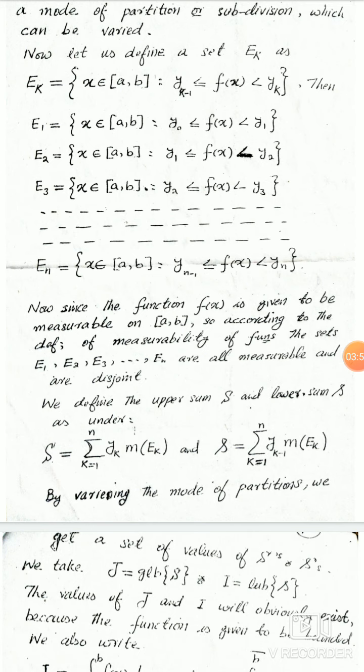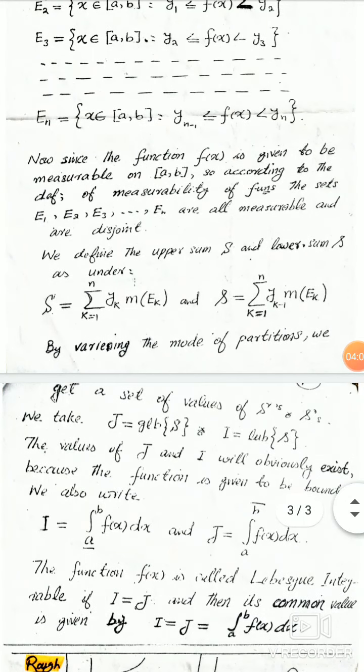Now since the function f(x) is given to be measurable on the closed interval [a, b], according to the definition of measurability of the function, the sets e1, e2, e3, ..., en are all measurable and are all disjoint. The function is measurable, so e1, e2, e3, ..., en are also measurable.